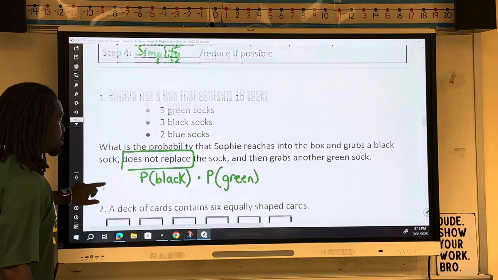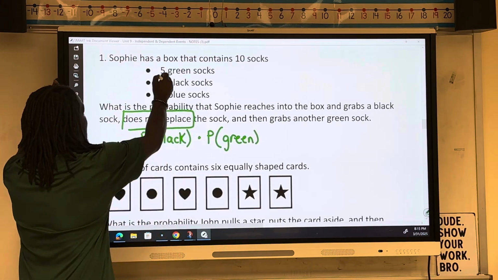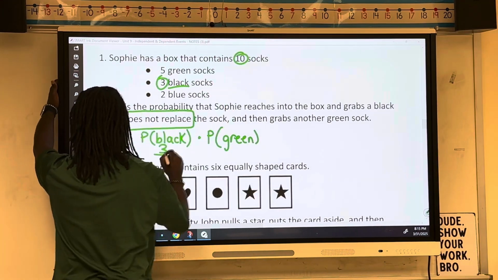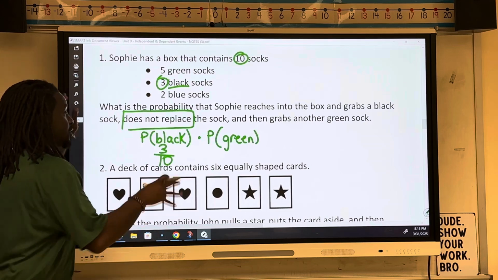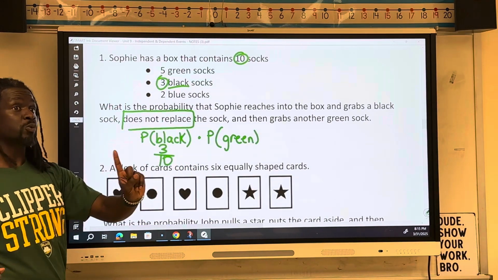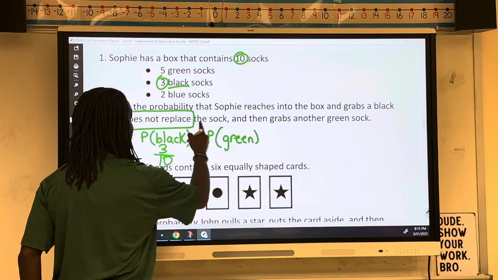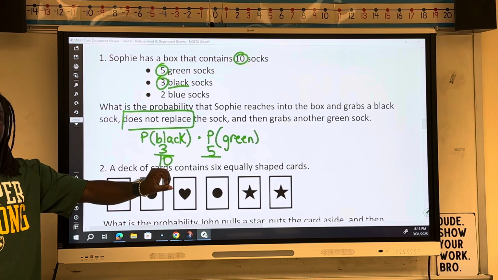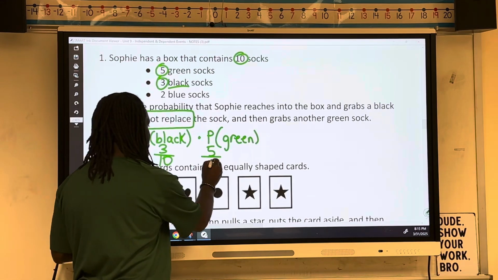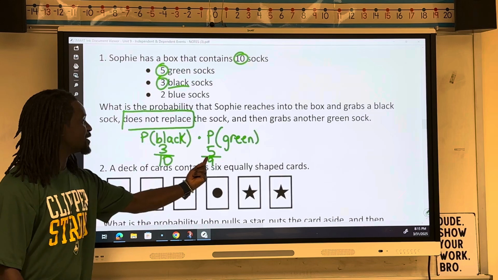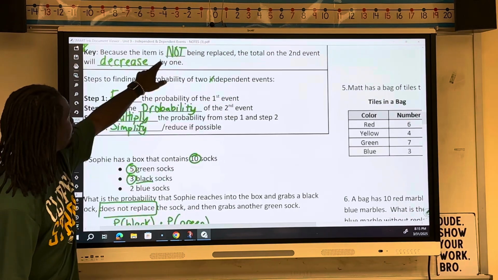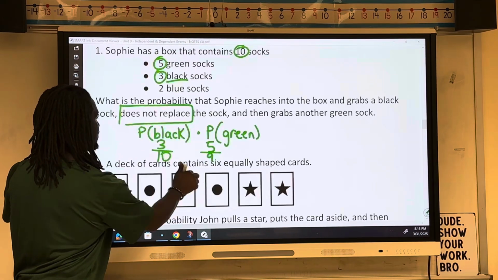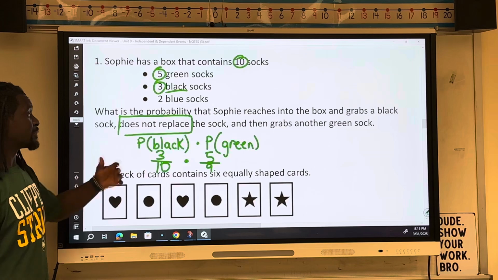So, the probability that she gets a black sock. Well, I have 3 black socks out of 10 total, so we got 3 out of 10. She takes that black sock, so she loses 1 sock. And now what's the probability that she gets a green? Well, there are 5 green socks. And now because she just took 1 black sock, she doesn't have 10, she now has 9. So the total is decreased by 1, and that is the point that we made up here. It is going down by 1 because I removed it. And so now I'm going to multiply those.